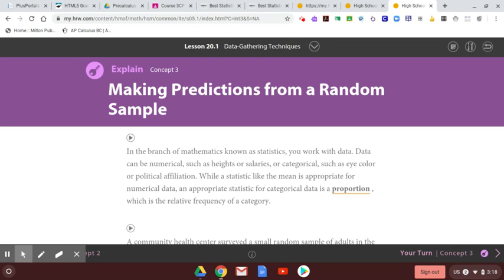Categorical is more like categories. So eye color, okay, if you're blue, green, brown, those aren't numbers. That is a category. All right, so eye color or political affiliation. All right, that's another one. Favorite book. All right, lots of different things there. So while a statistic like the mean is appropriate for numerical data, so finding the average is good for numerical data, an appropriate statistic for categorical data is using a proportion, which is the relative frequency of a category. So finding the proportion that fit under a certain category. And we can use that to help make predictions.